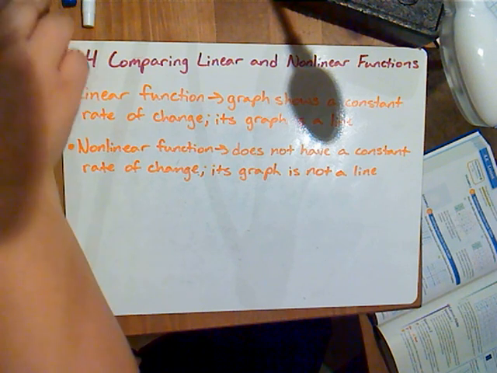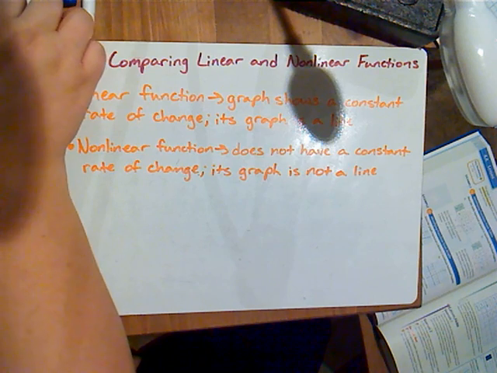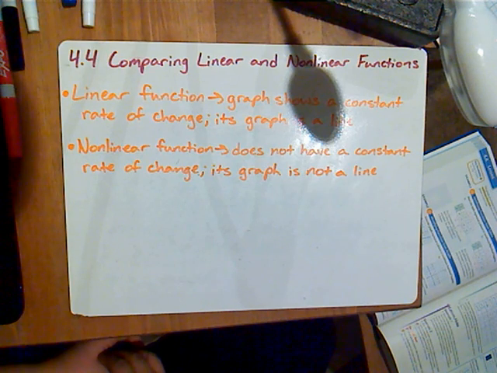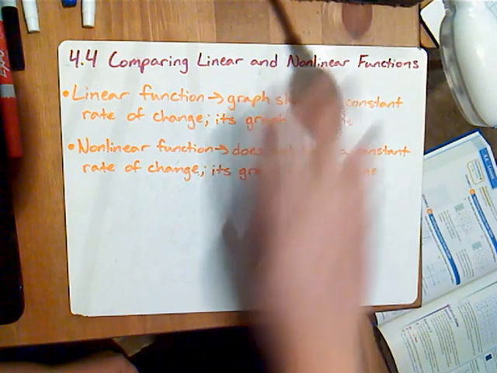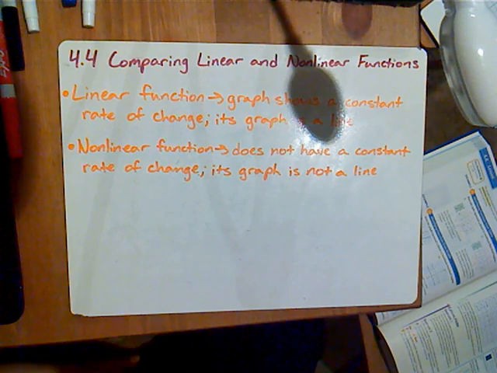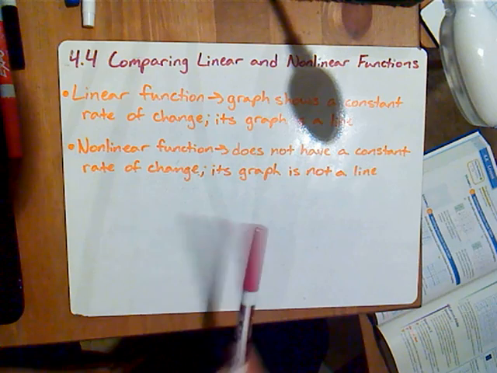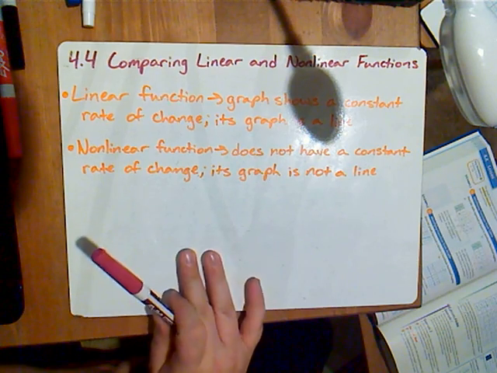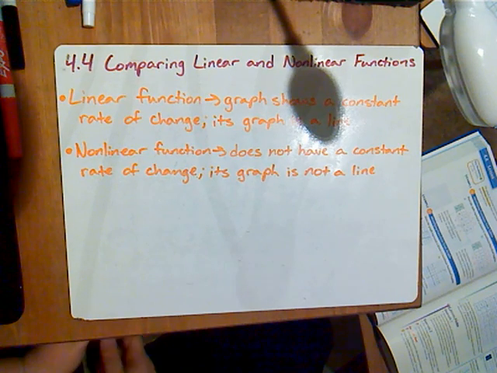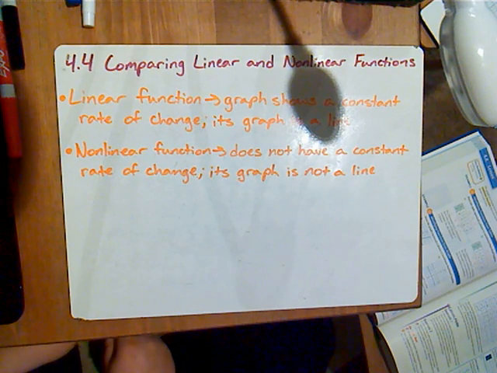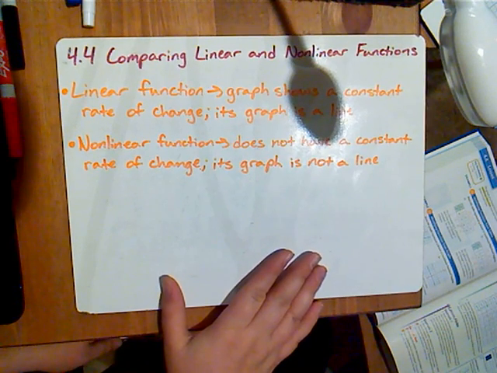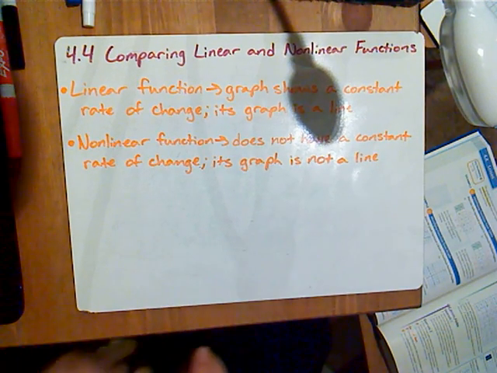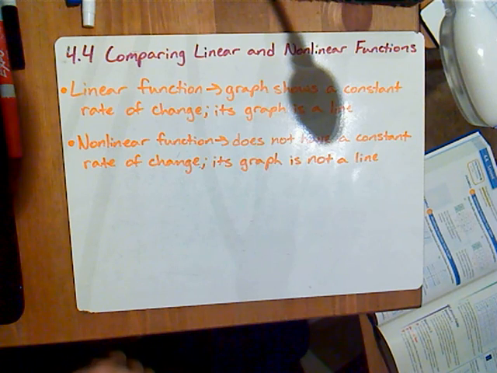All right, we are going to be going over lesson 4 of chapter 4. So we're doing 4.4, comparing linear and nonlinear functions. Linear functions have a graph that shows a constant rate of change, and so its graph is a line.